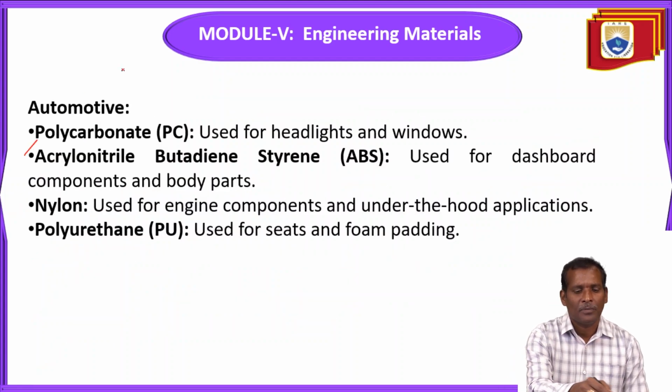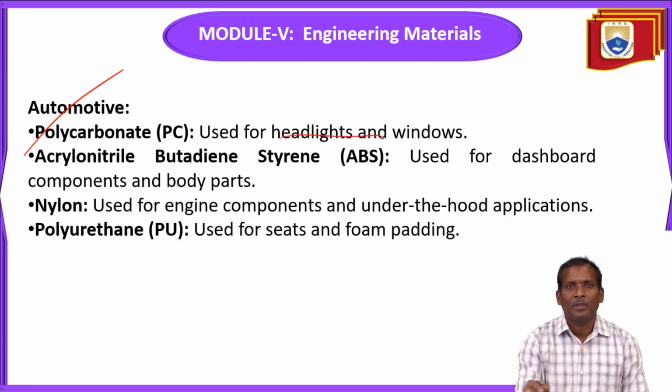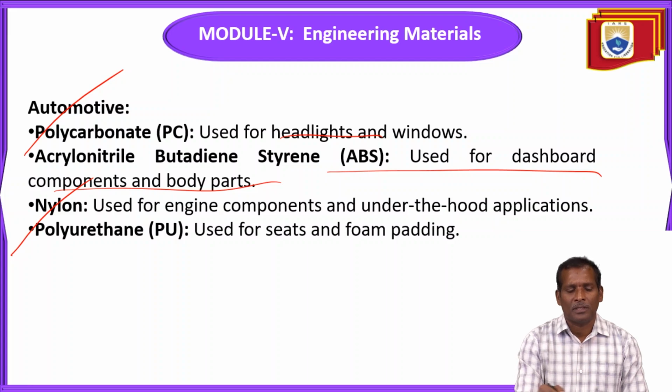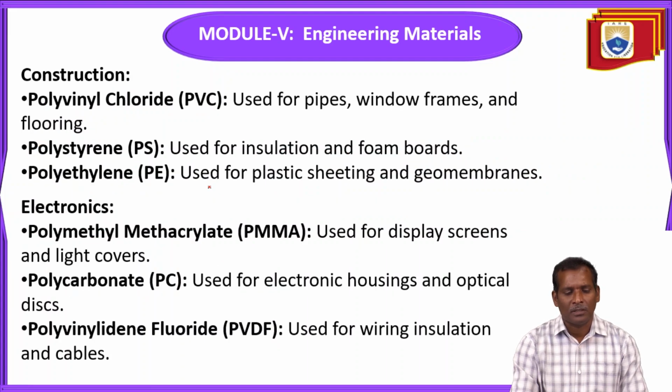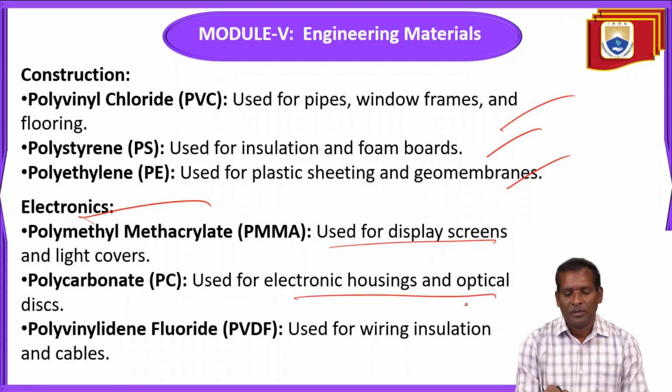In the automotive sector, polycarbonate is used for headlights and windows. Acrylonitrile butadiene styrene is used for dashboard components and body parts. Nylon is used for engine components and under the hood applications. Polyurethane is used for seats and foam. In the construction field, you can see various applications: polyvinyl chloride, polystyrene, polyethylene.